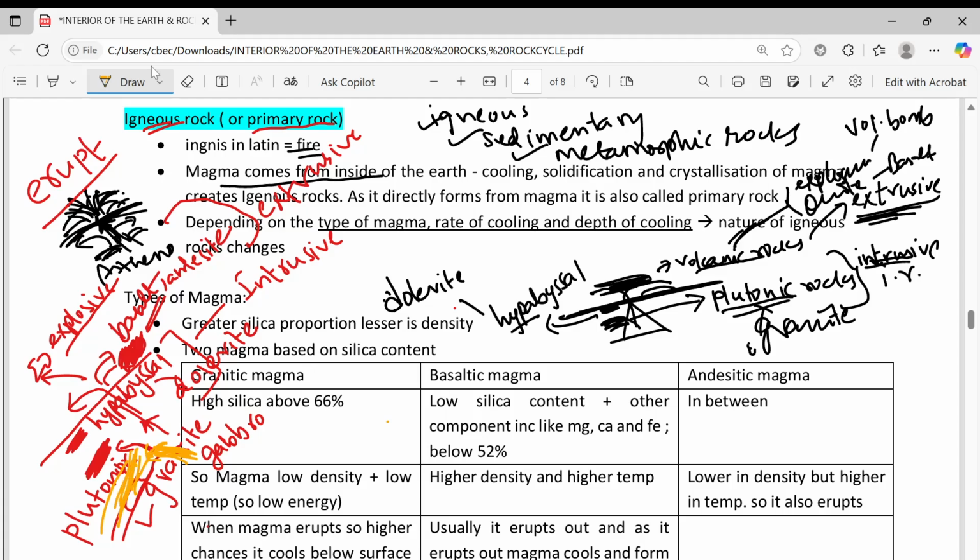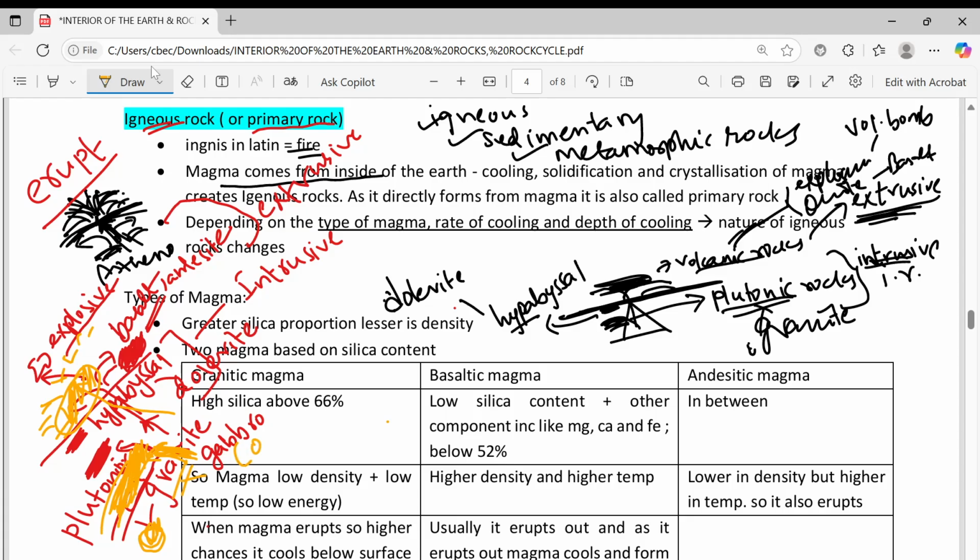When it is settling at depth, it will take time to cool. For example, with a volcano, magma comes and settles outside, where the heat can go into the surroundings and it can cool very fast. But here it cannot cool fast; it cools slowly. So big crystals will form here. For example, granite will have big crystals.